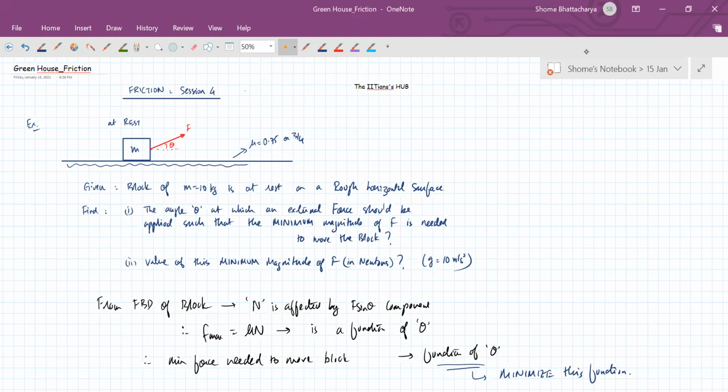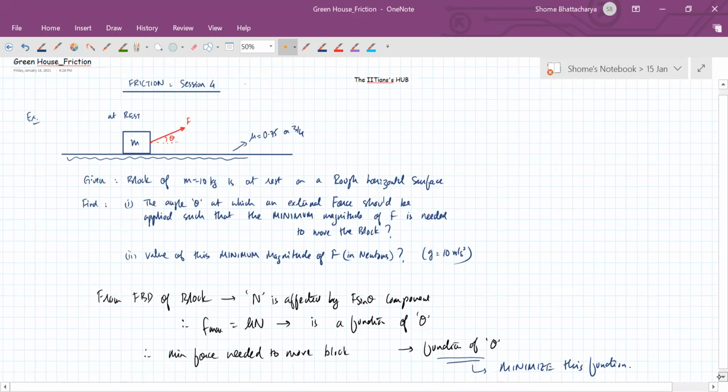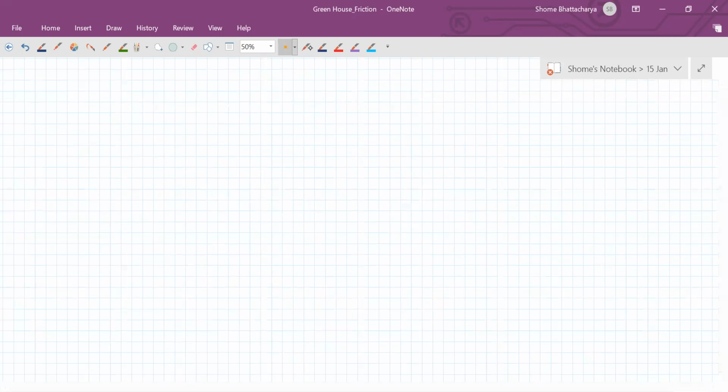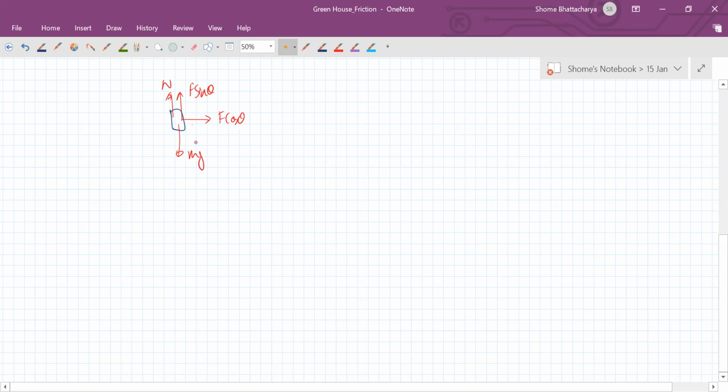Okay, so let's see. Yeah, the angle will be 37. That's correct. So in the free body diagram, you have F cos theta like this, you have F sin theta like this, and you have normal reaction, weight, and friction. So F cos theta should be greater than or equal to friction, I mean maximum friction, for the block to move.